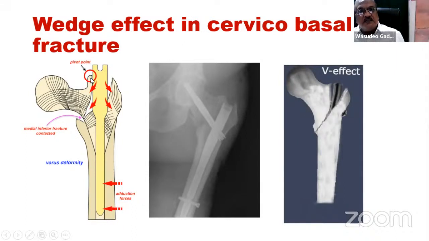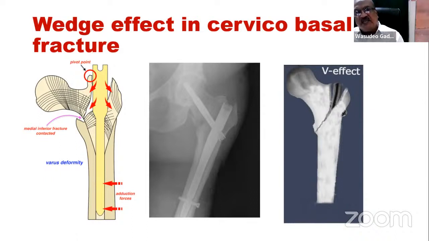So wedge effect in a cervicobasal fracture: unreduced fracture, passing the nail through the fracture site without nibbling out this medial beak, what will happen? There will be a wedge effect. Superiorly, the fracture will be widened. There will be a varus. And ultimately, you can see a V effect or a wedge effect. And this is the most unstable construct in a stable fracture.